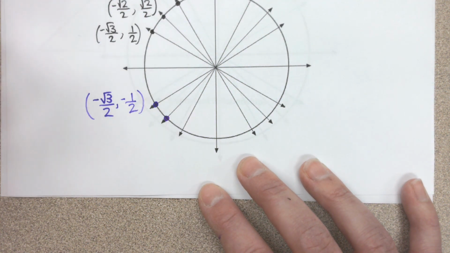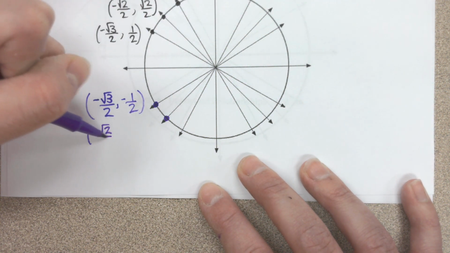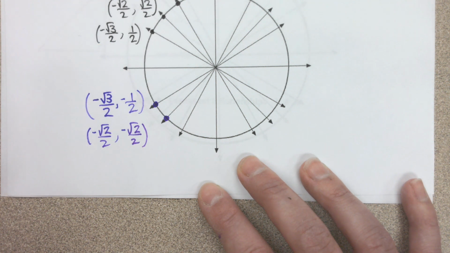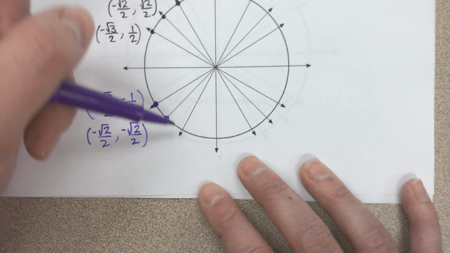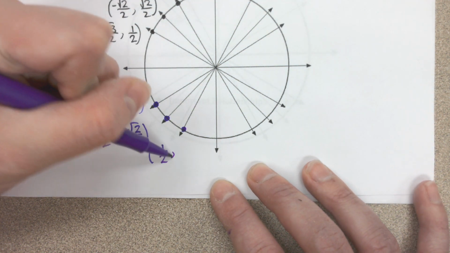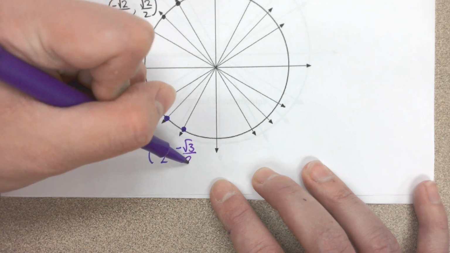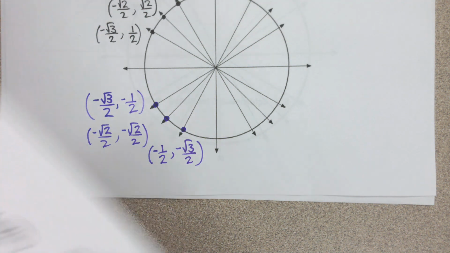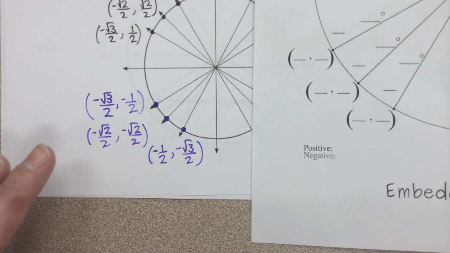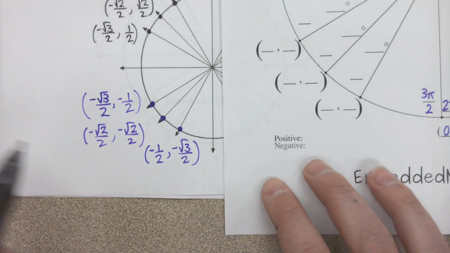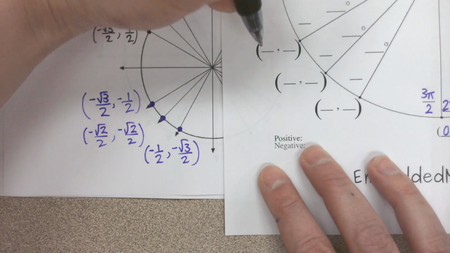Flipping the 45. This is negative square root 2 over 2, negative square root 2 over 2. And flipping the 60, negative 1/2, negative square root 3 over 2. So once again, the numbers aren't changing, it's just the signs. We have to think about that as we go into each quadrant. I'm going to recopy these onto the actual unit circle.